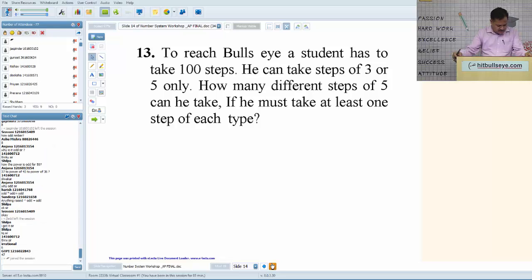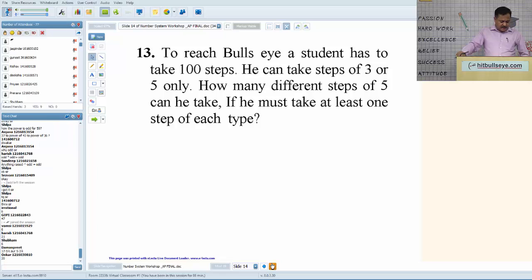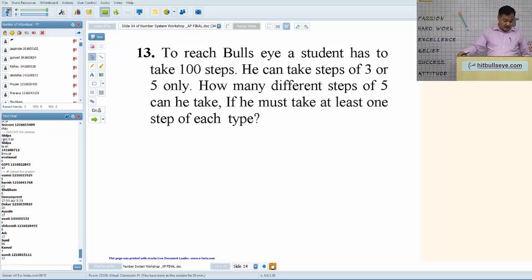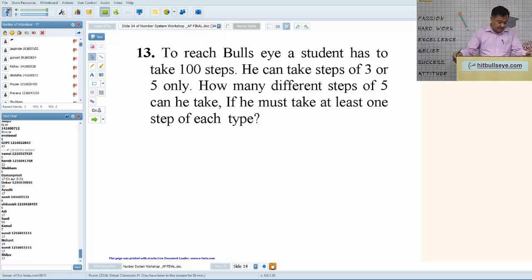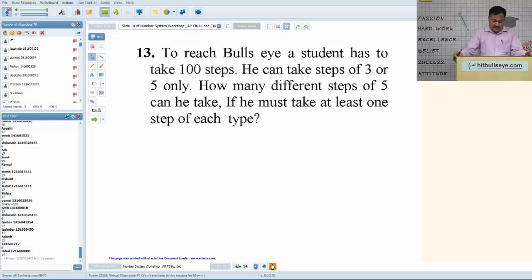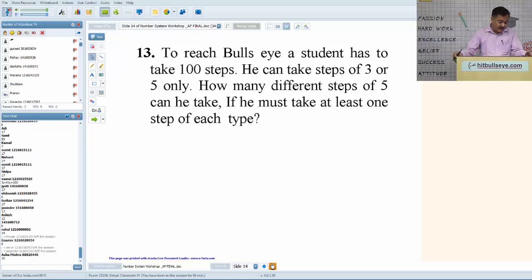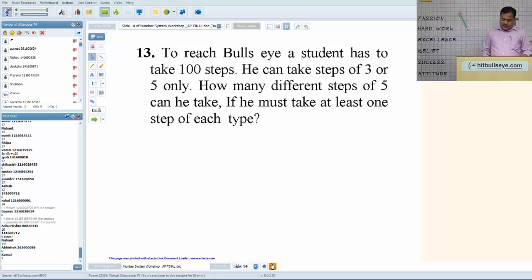Gopi, the answer is 47, and someone is giving the answer 6. So what should be the answer? Try this. Vamsi is giving 6, Harish 21, Onkar 20. Please read the question carefully. He can take 3 steps at a time or 5 steps at a time. So how many different steps of 5 can he take? This is the question. See, let us do this question.